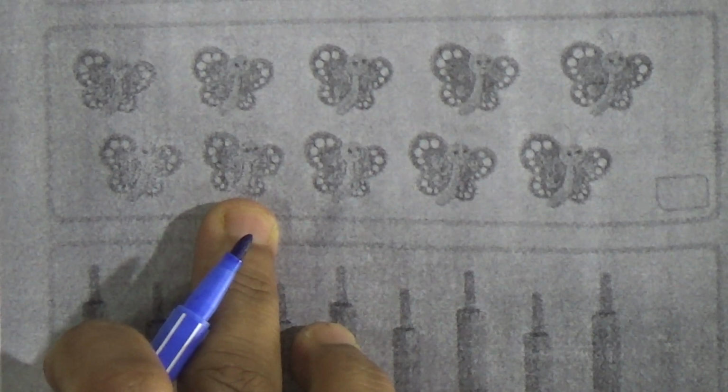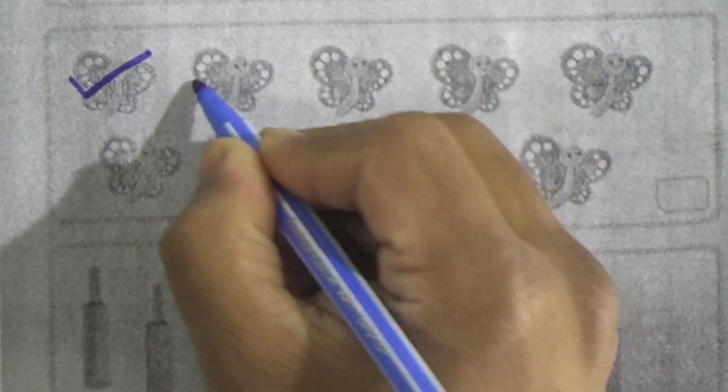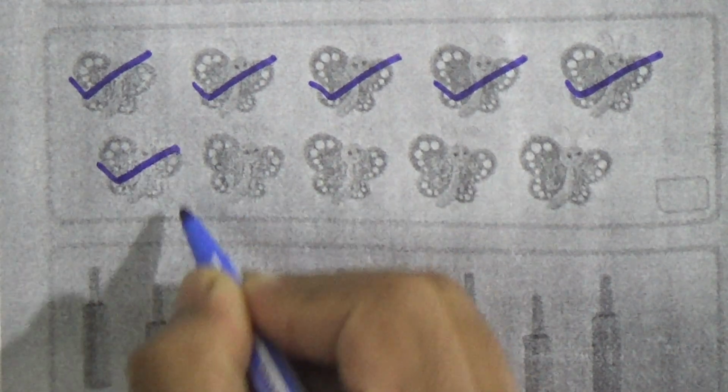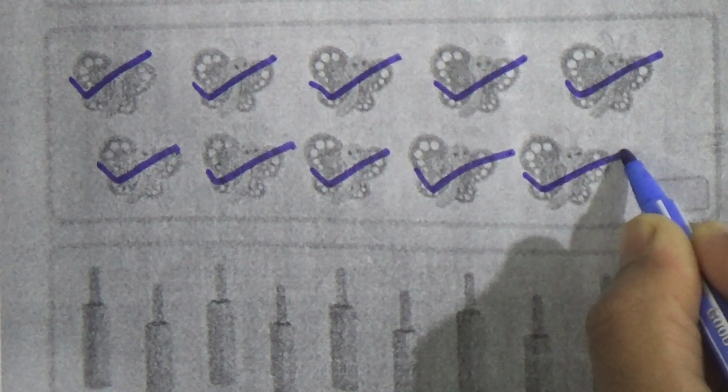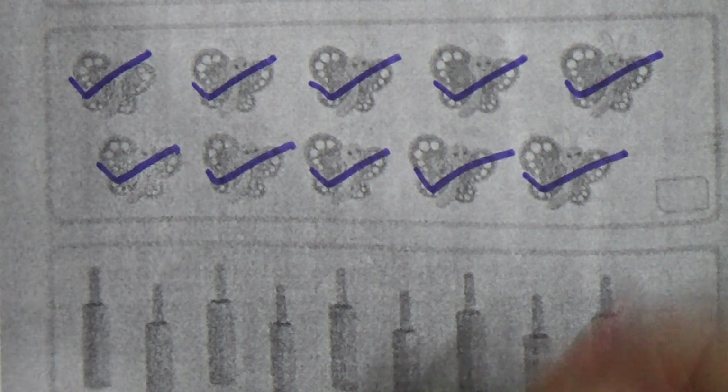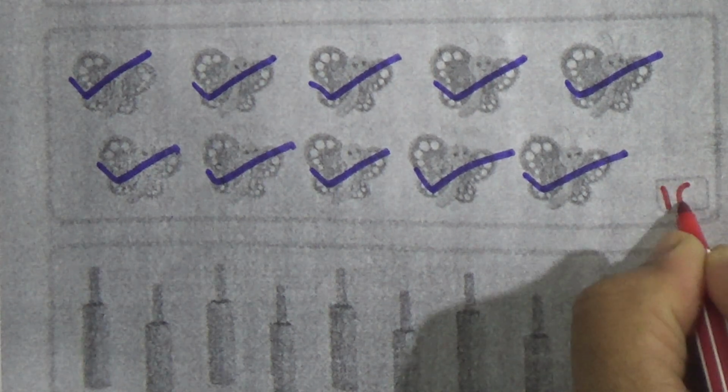Now we should count how many butterflies are there. The next picture is a butterflies picture. So count it down. How many butterflies are there? It's 1, 2, 3, 4, 5, 6, 7, 8, 9 and 10. So there are 10 butterflies. We should write down 10 in that blank.